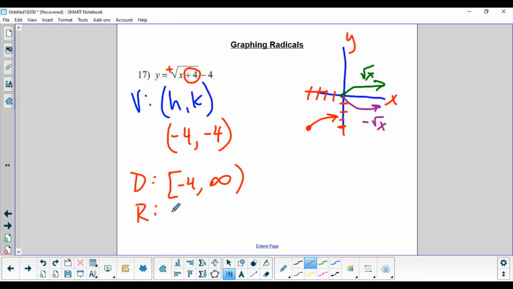And this graph keeps on going up. Like I said earlier, it's not going up very fast, not steeply, but it is going up. So eventually we would get to y values that are way up here. So we would say it's bracket negative 4 because that point is included, all the way to infinity.